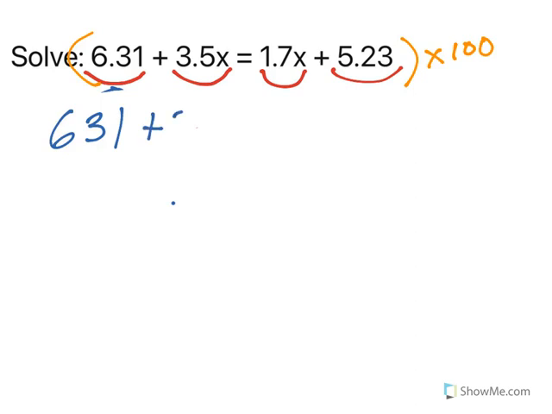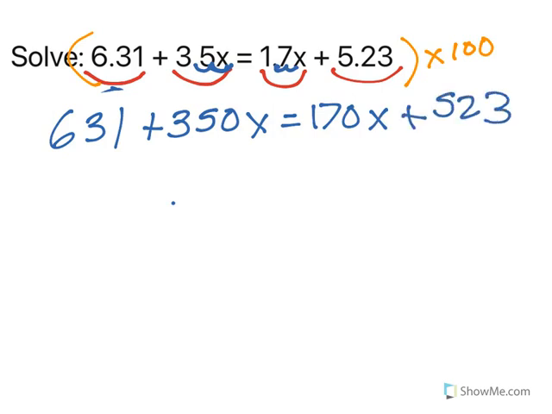So I'm going to end up with 631 plus 350x, because remember, 2 places. If there's nothing in that second place, it's a 0. Equals, again here, 170x plus 523. And maybe you're thinking, wow, that doesn't look a lot nicer. But you're less likely to drop a decimal point if you don't have any decimals. So we move the decimal 2 places in all of them.